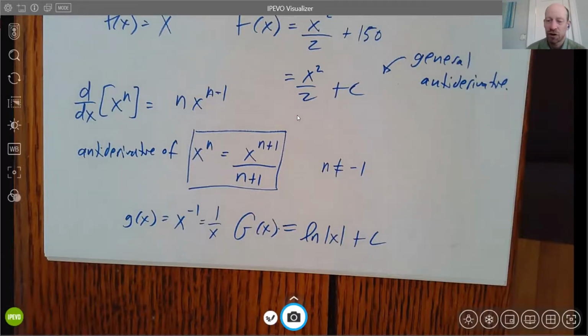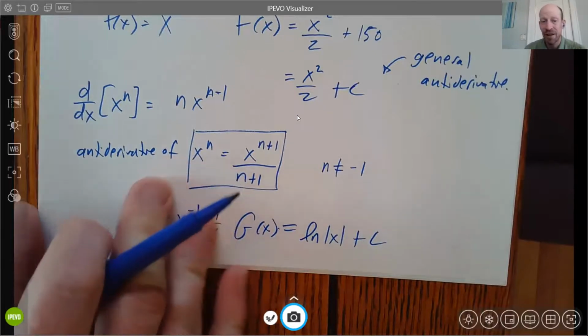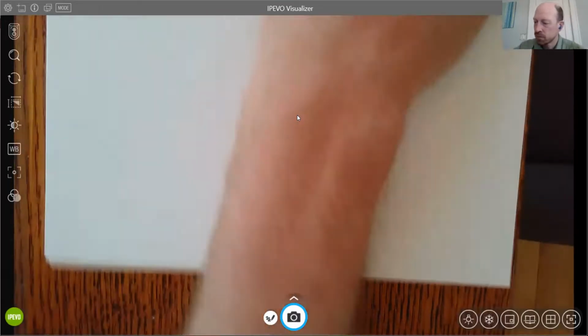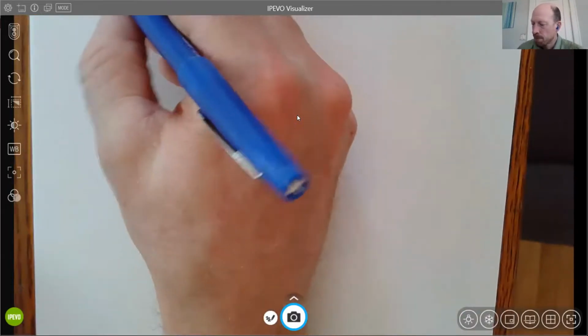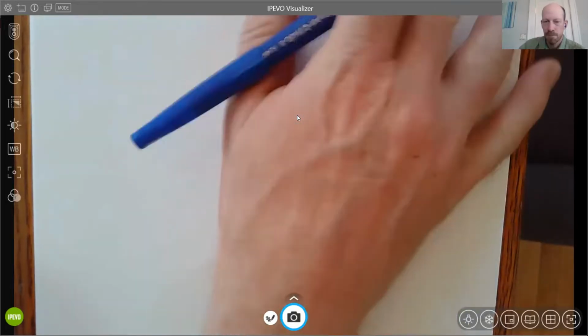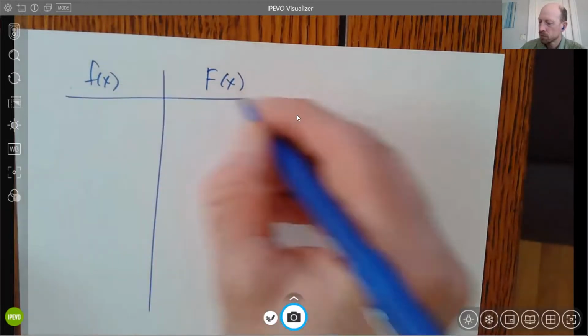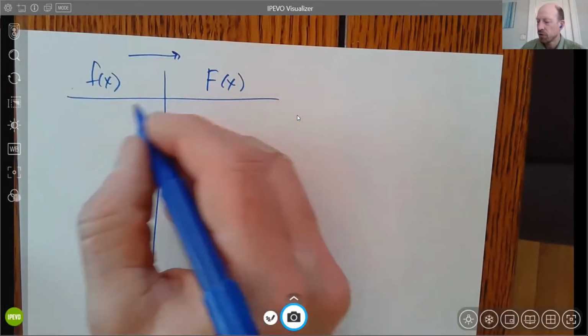So maybe you're thinking, oh, I just had natural log of x. It's okay, but natural log needs to be defined for all x except 0. So I need the absolute values there. You know a lot of these other antiderivatives too. So these are antiderivatives.